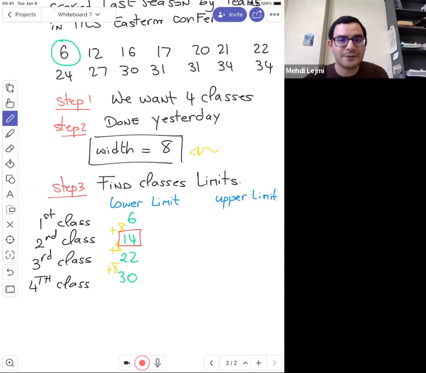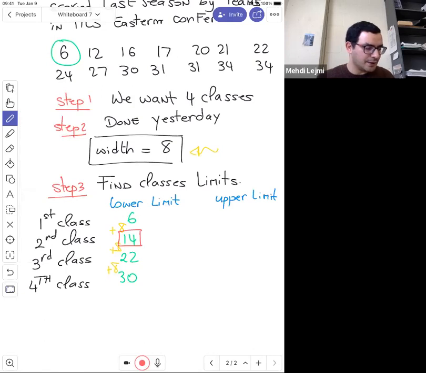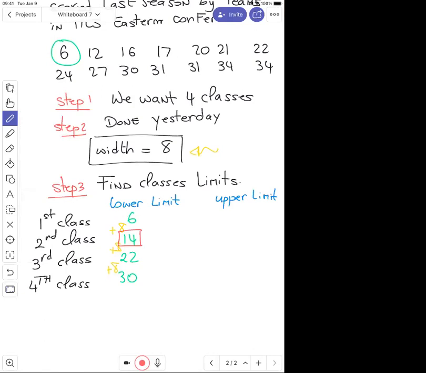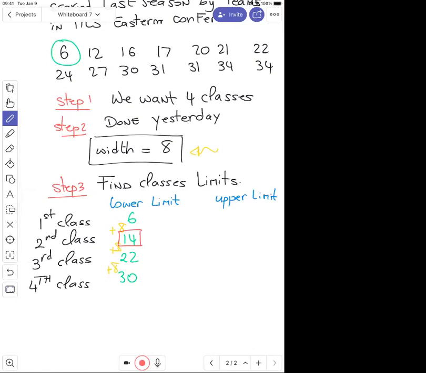I have a question. Yes, please. The first class is 6, but the second one, why is it 14? I thought it'd be 12. No, 6 plus 8. The width is 8. Oh, that's why it's 14. Okay, I got it.